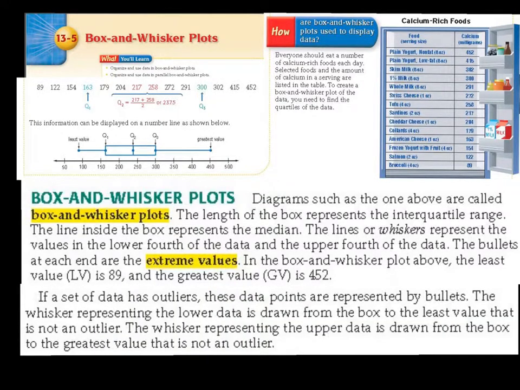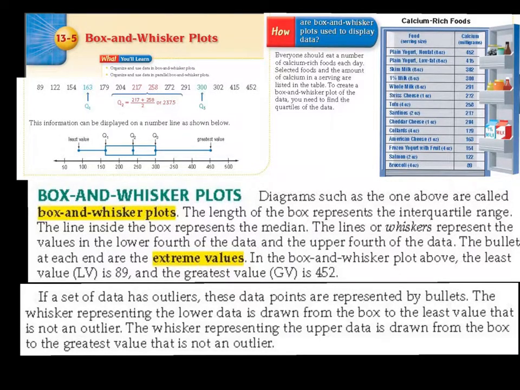If the set of data has outliers, which are values that are 1.5 times the interquartile range above Q3 or below Q1, then those data points are represented by bullets or sometimes little asterisks. The whisker representing the lower data is drawn from the box to the least value, which is not an outlier. The whisker representing the upper data is drawn from the box to the greatest value. It's also not an outlier.